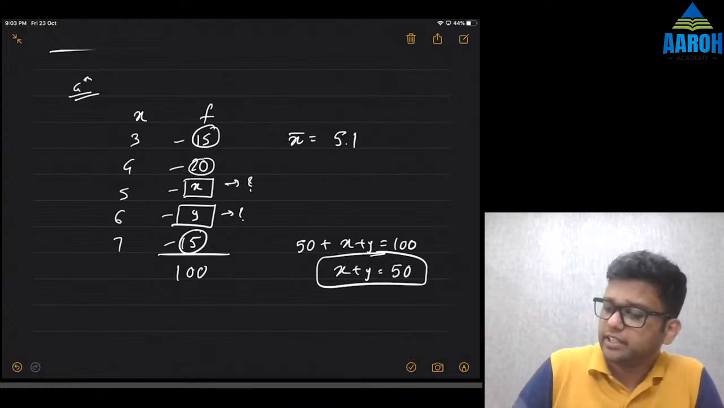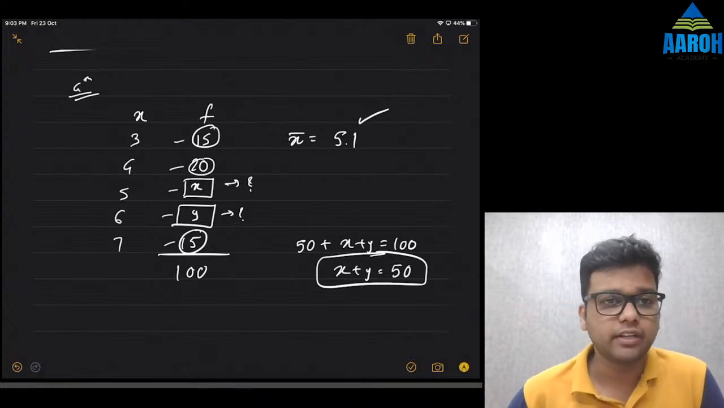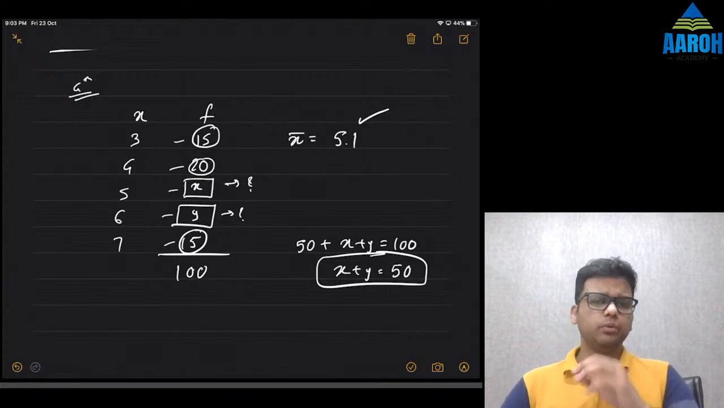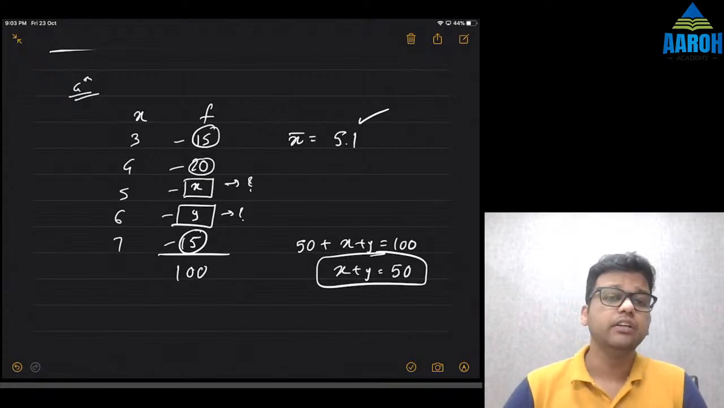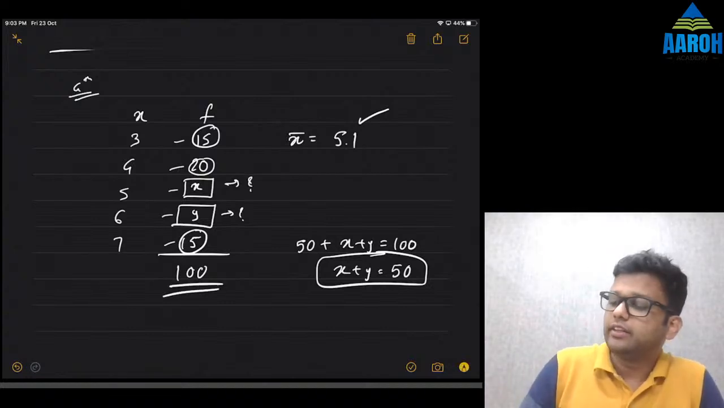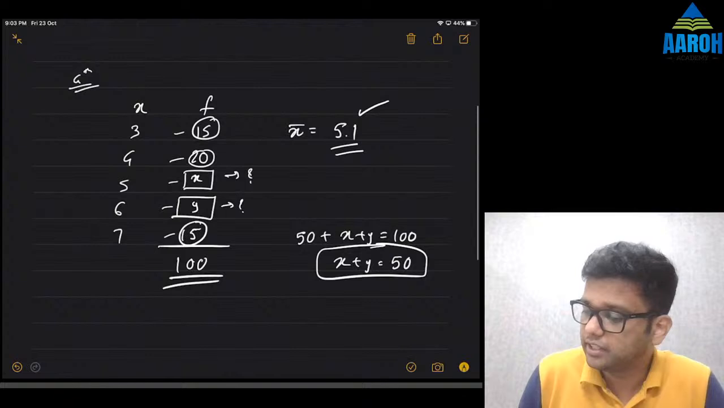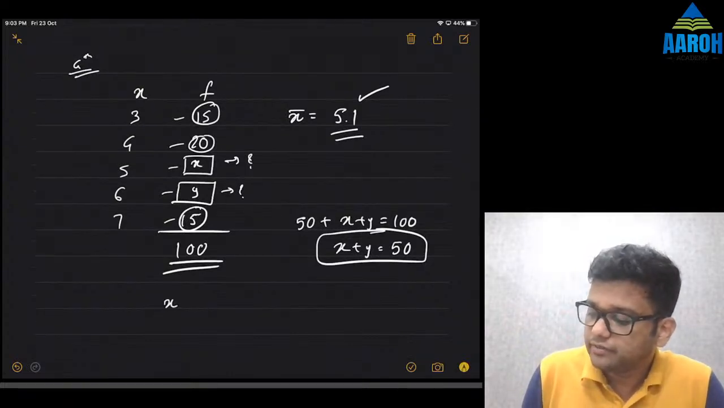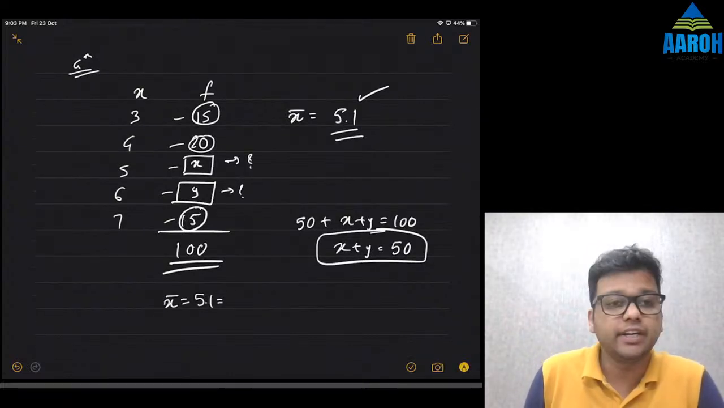How can we find the second equation? We have this data also, x bar. Always remember, whenever the question has a missing figure, you can form equations from the data given in the question. Like this was given and this was given. So let's form the second equation. How do we get x bar 5.1?